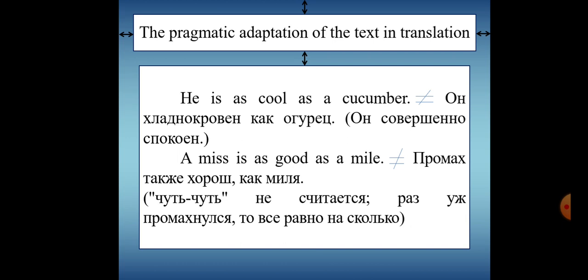Он совершенно спокоен. Or another example, a miss is as good as a mile. Промах так же хорош, как миля. That's not true. And in the brackets, the correct translation is given. Чуть-чуть не считается, раз уж промахнулся, то все равно не попал.